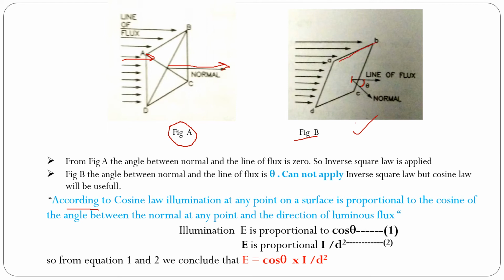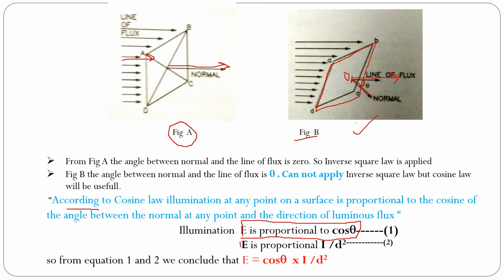This is the surface, and this is the point. So I consider this point O. According to the cosine law, illumination at a point on a surface is proportional to the cosine of the angle between the normal, so this is the normal line at any point, and the direction of luminous flux. So we state that illumination is proportional to cos theta.